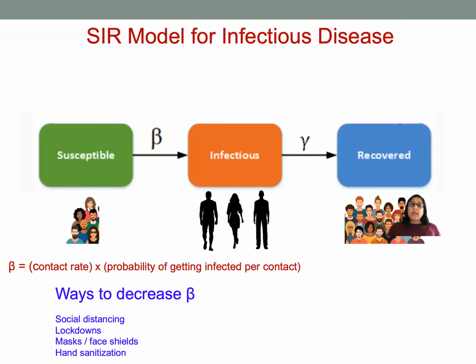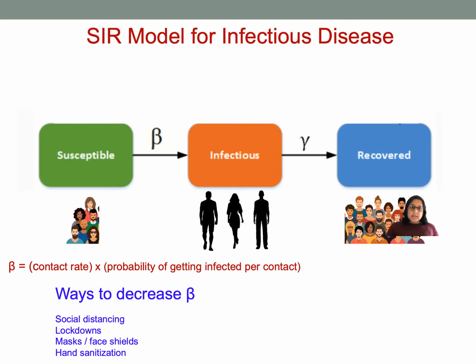So how can we decrease the number of individuals that have to go to the hospital at once? Well, really what we want to do is decrease beta. We want to decrease the rate at which susceptible individuals are becoming infected. And what are ways to decrease beta? Well, we have two options. We can either decrease the contact rate, so the rate at which people are running into each other and being together, or decrease the probability of getting infected per person that you run into.